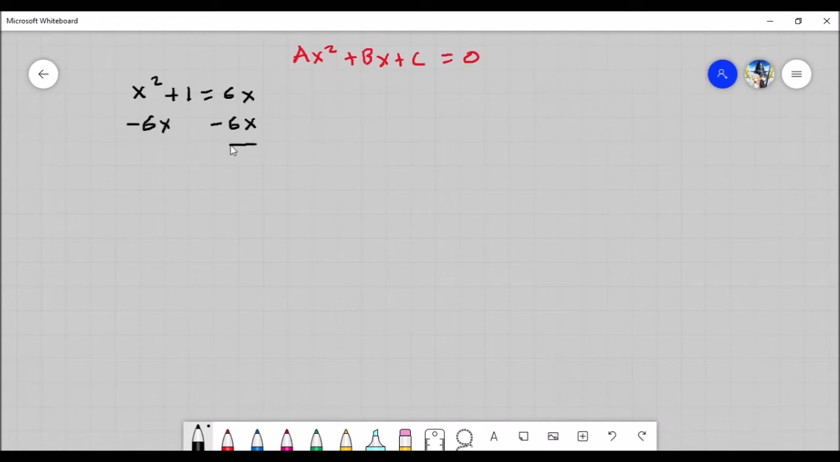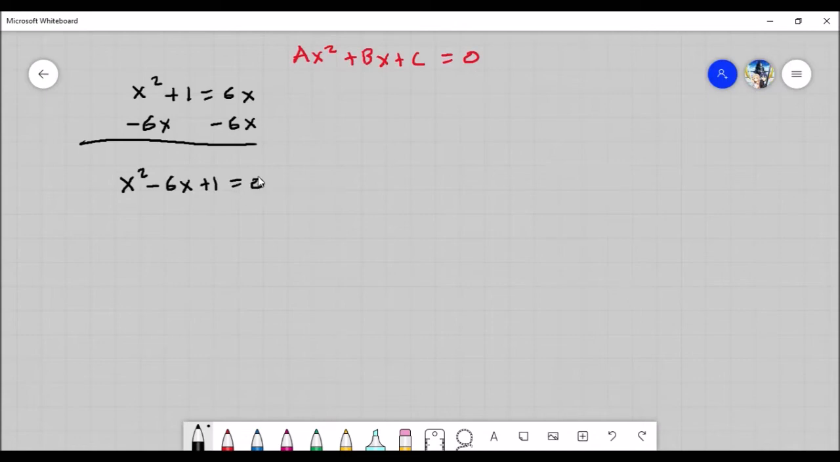It doesn't really matter where you put the 6x underneath, because it can't combine with anything on the left side of the equation because there aren't any like terms with it. There's only an x squared and a 1. So there is no other x term there, so it can't be combined. So when I write down what's on the left side of my equation, it is x squared minus 6x plus 1 equals 0.